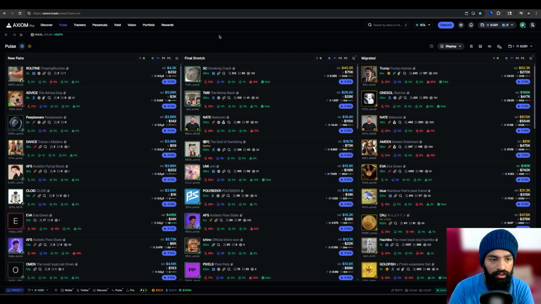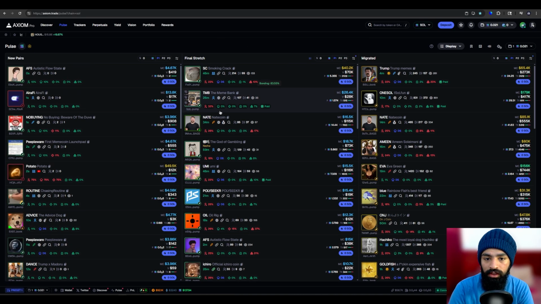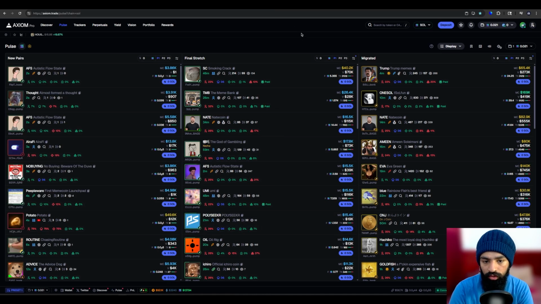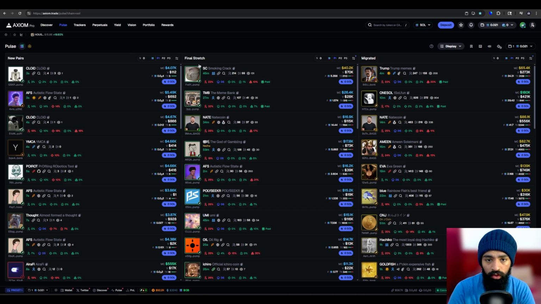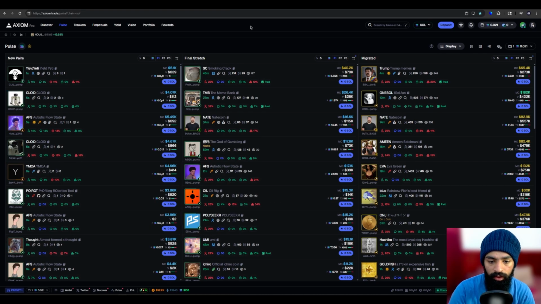So we went over the sections, but now we'll look at what each of these numbers mean that you see on the screen and what everything is. So obviously, I'm going to be taking a look at Final Stretch, for example, to explain what these numbers mean.